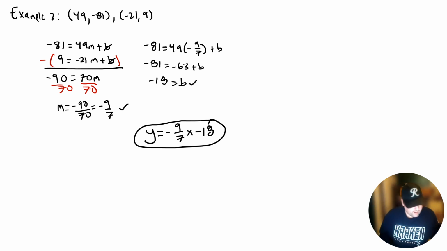So this is a neat way of using a system of equations to find the equation of a line in slope-intercept form. I would try to replicate this for a problem you're going to do and see if it works.